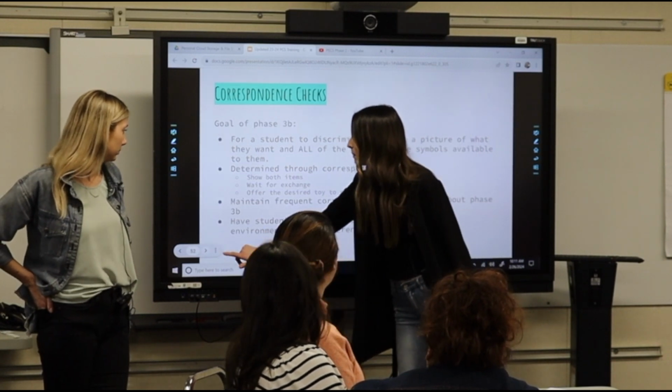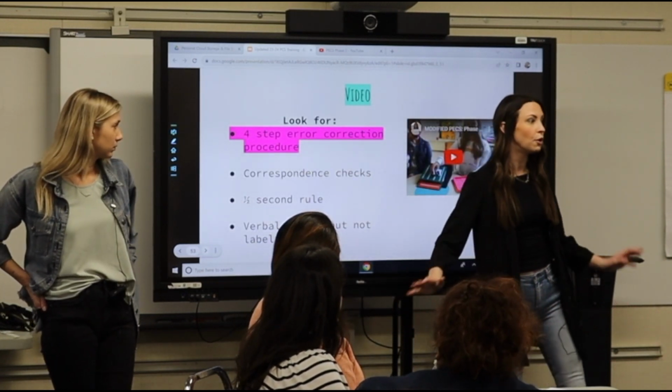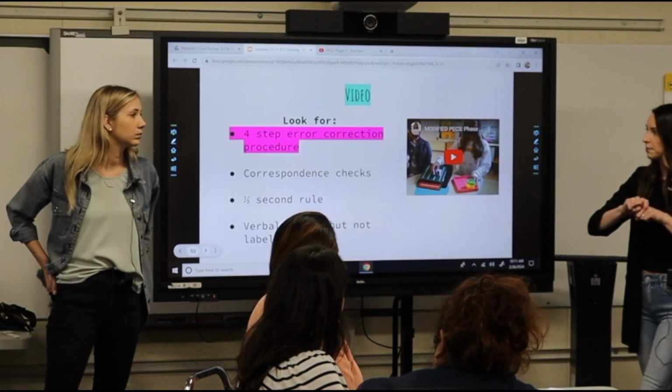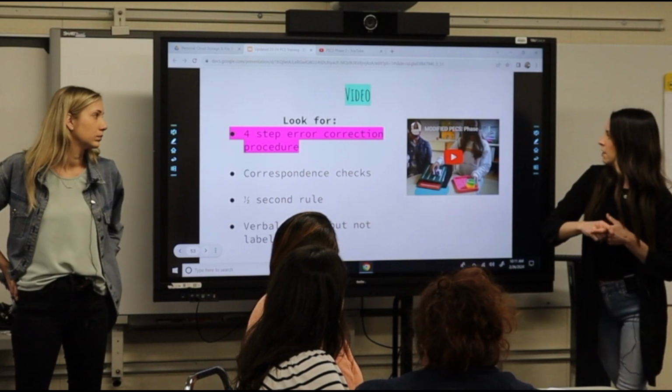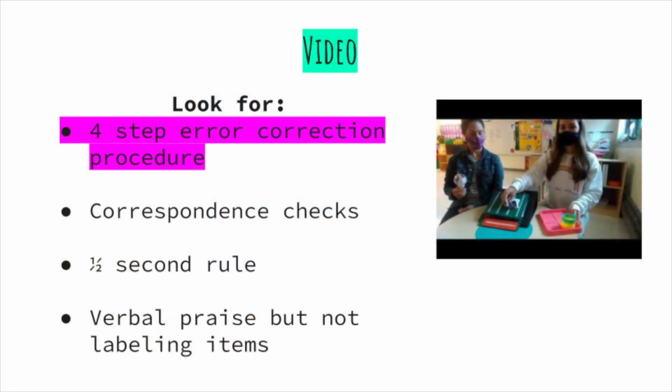Again, multiple communication partners, multiple settings, distance and persistence. We're going to continue to move the book, move the communication partner, and we're going to continue to practice that triangle. Here is a video of phase 3B. We're going to look for the correspondence checks. She does the 4-step error analysis. She does verbal praise, but she does not label the items. You do label items when you go back, when you do the practice in the 4-step, so she just doesn't.